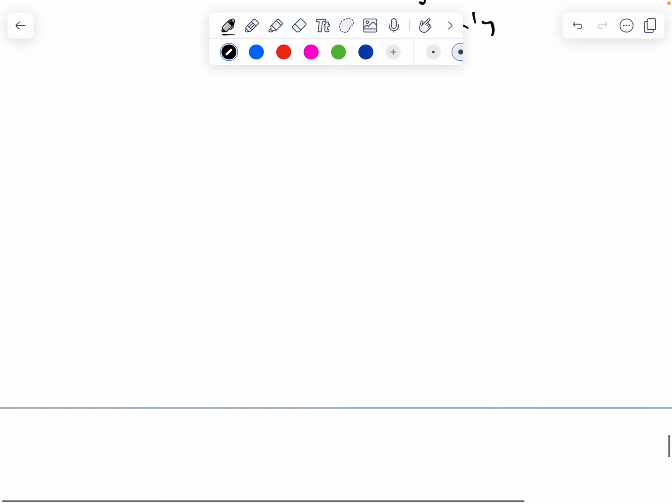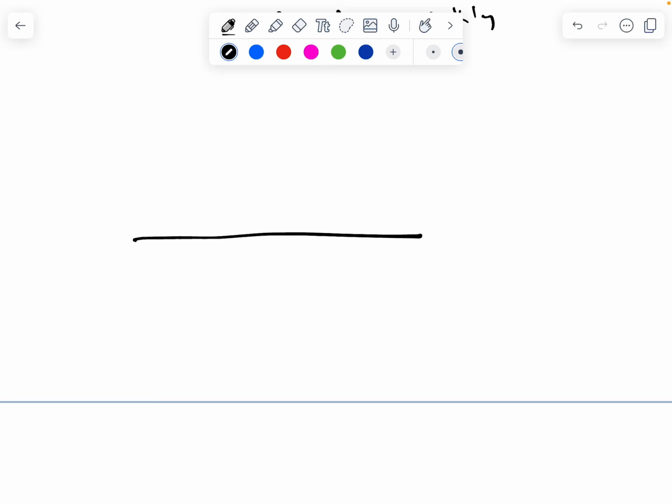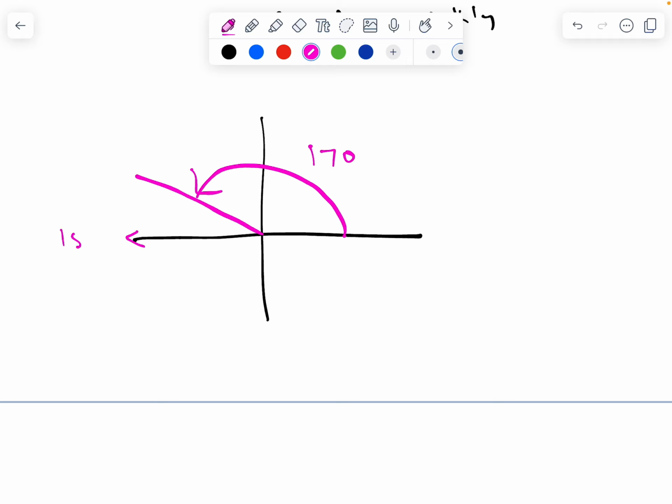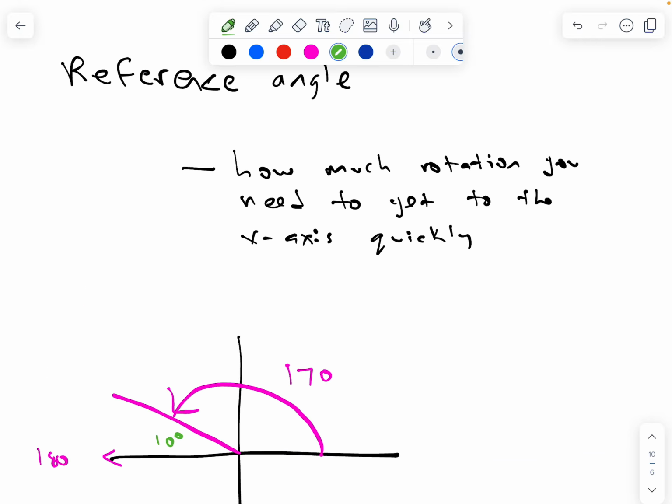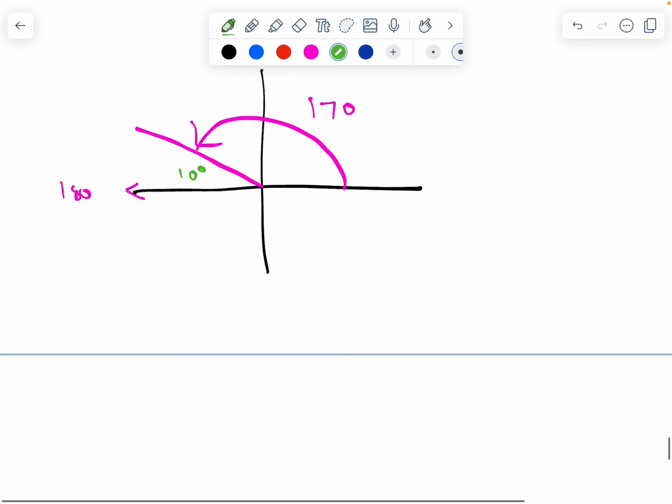So let's say I have this angle right here, and let's say that's 170 degrees. So imagine I'm going to rotate. This right here is 180 degrees of rotation, so the reference angle would be 10 degrees, because I would have to rotate 10 degrees more to get to the x-axis. Again, let's read the definition one more time. How much rotation you need to get to the x-axis quickly. Now I added the word quickly here because you could get to the x-axis by winding it back 170, but that wouldn't be the quickest. The quickest way to get to the x-axis is to just continue that revolution all the way to 180.